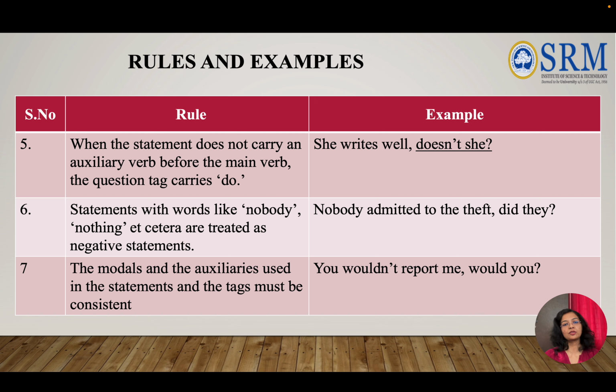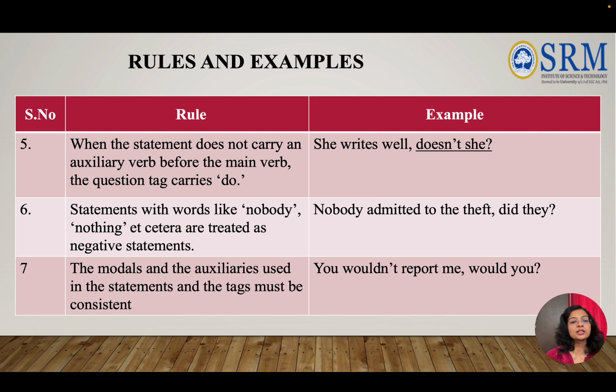If your statement begins with nobody, automatically it makes the statement negative and your question tag should be positive. For example, nobody admitted to the theft. Did they? Now here nobody makes the statement negative, therefore question tag is positive. It is did they, not didn't they. Did is used because admitted is the past tense. Therefore, instead of using do they, we have used did they.